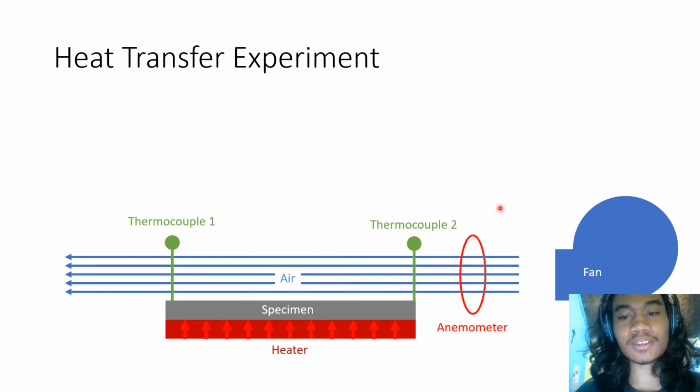There are several objects here, which are the fans, the anemometer, two thermocouples, the one specimen, and one heater. So, we'll try to heat the specimen, and we'll measure the temperature on both thermocouples, and we also will measure the wind velocity from the fans here.